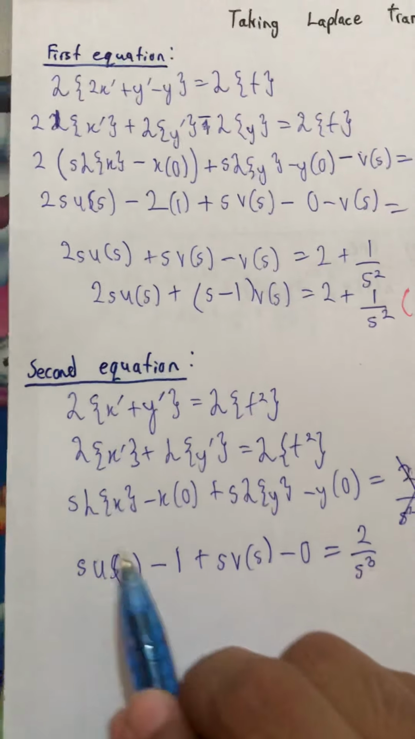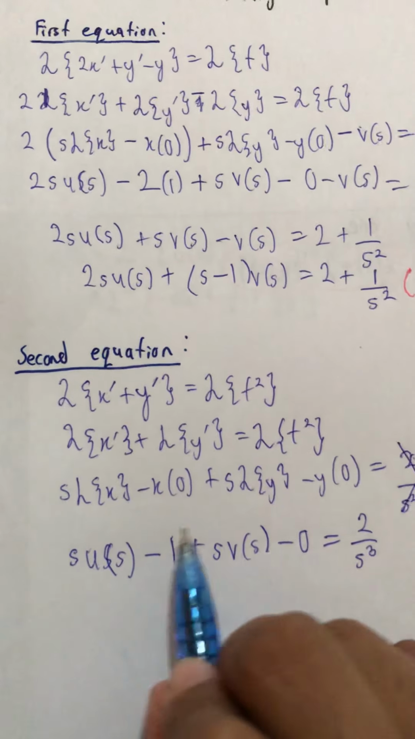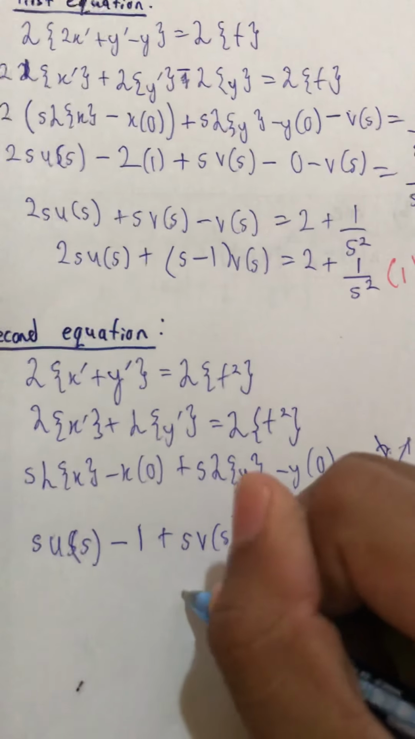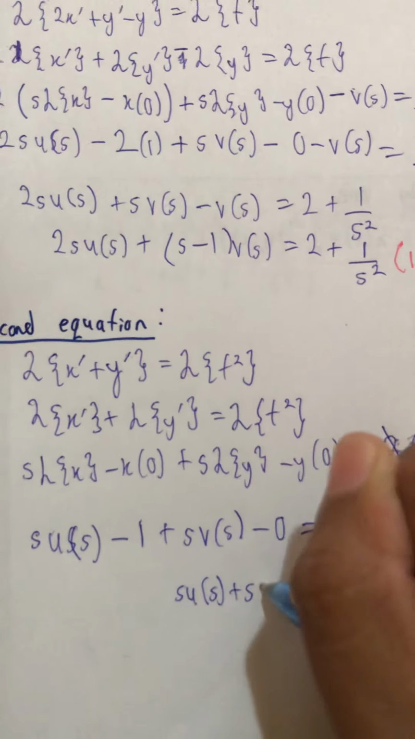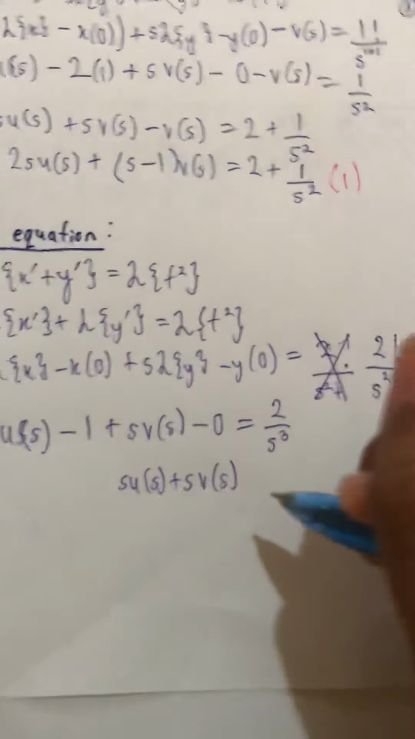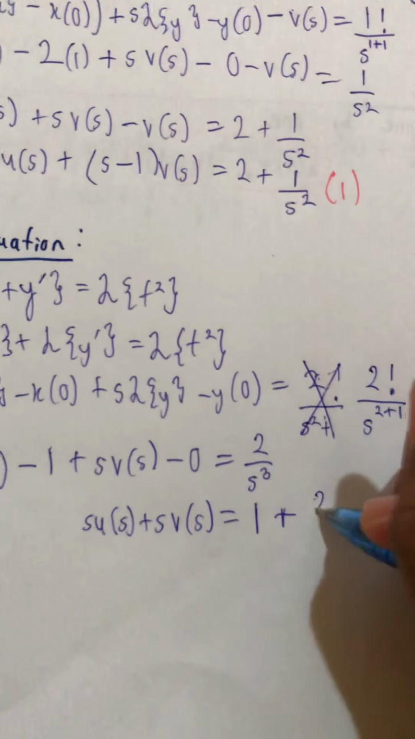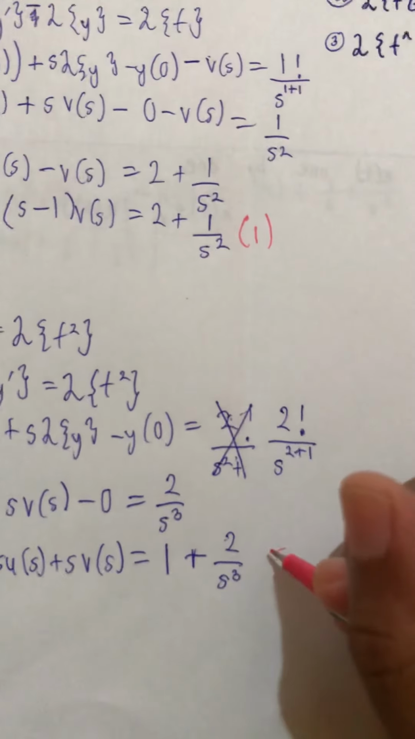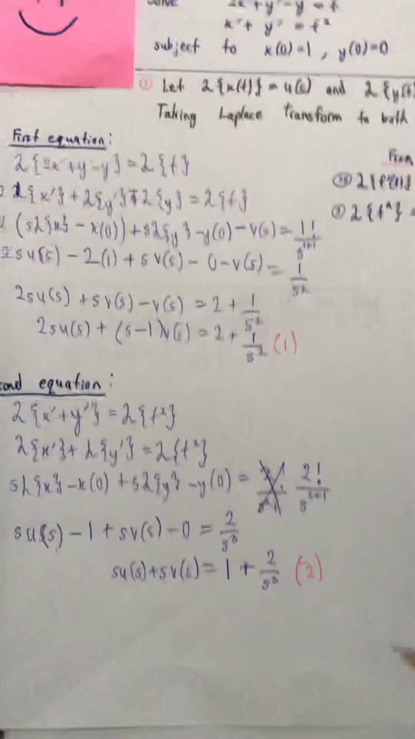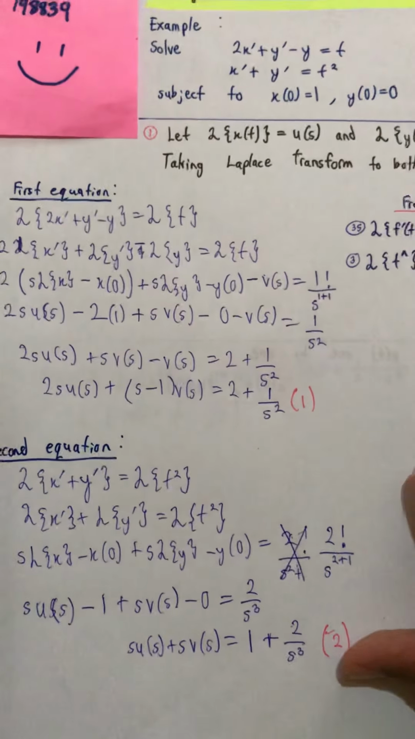So we can move the 1 to the right side, so we get s U(s) plus s V(s) equal to 1 plus 2 over s cubed. So we know this is the second equation. Now we are finished with step 1, so we move to step 2.